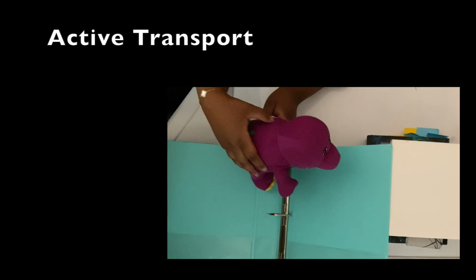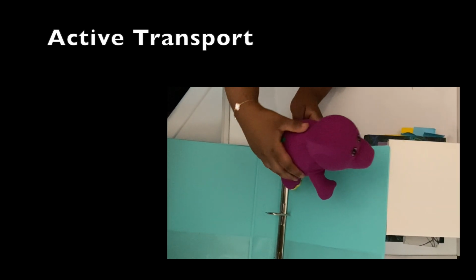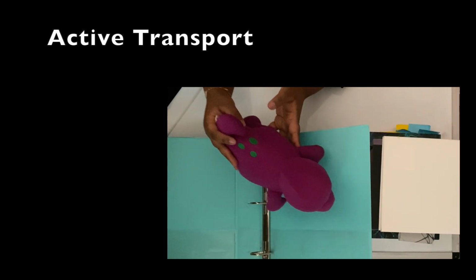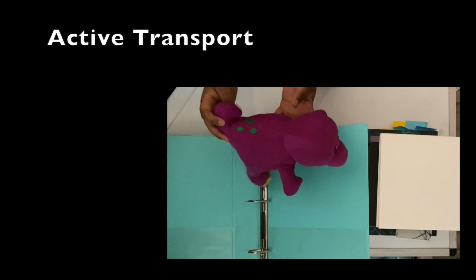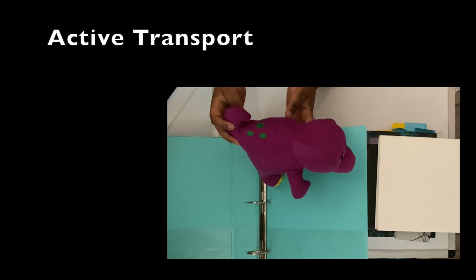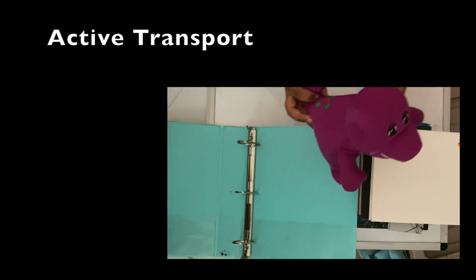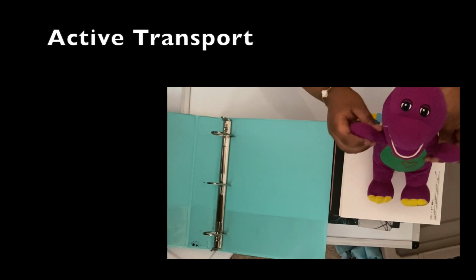For my example, I'll be using Barney, and Barney wants to go up a hill to see the pretty sunset. So he tries many times to climb up there, as you can see, and then he finally gets at the very top using all his energy. And this is an example of active transport.